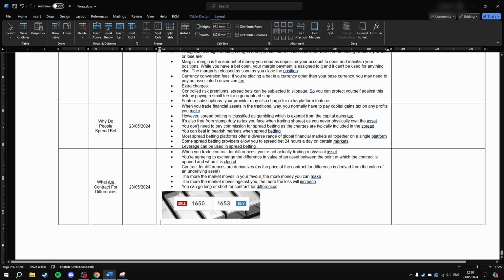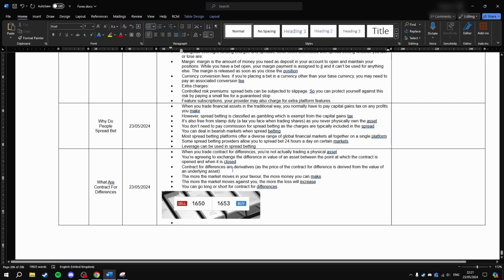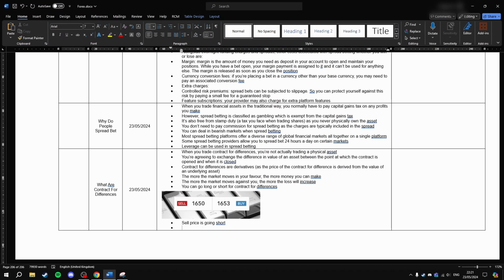It's got the buy and sell price. Sell price is going short. Buy price is going long.